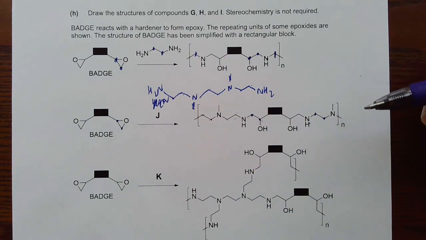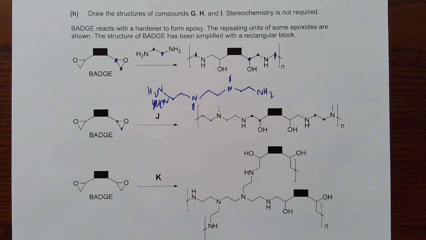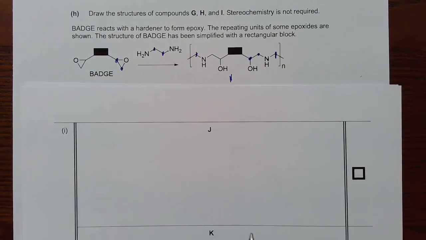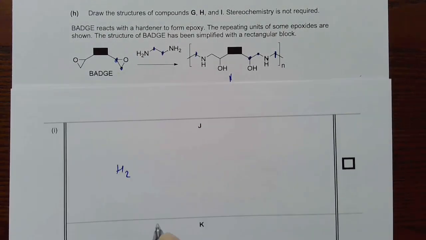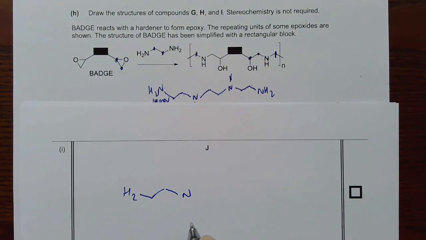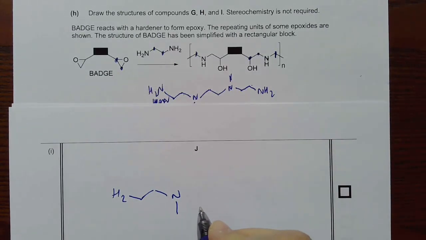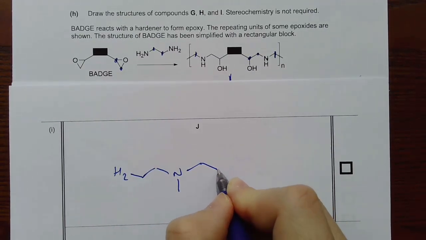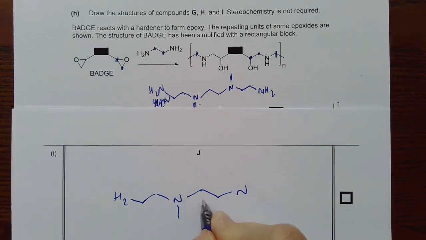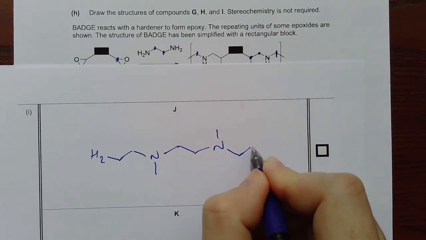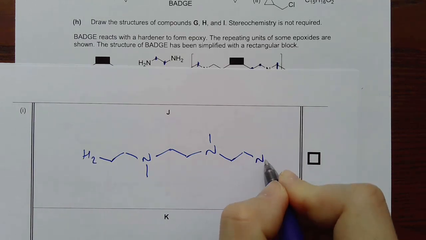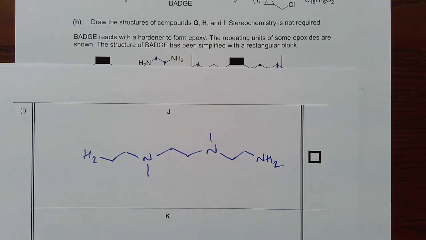All right, now that makes sense to me. For you, hopefully it's not just confusing you. If it is, maybe go back and have another look at it. But that is our J. So we have H2N, like that. Make sure you don't make that mistake, which is very easy to make. And H2N, like that. All right.